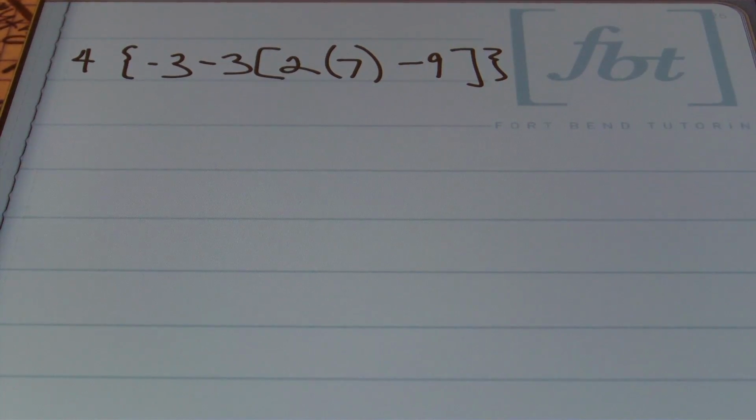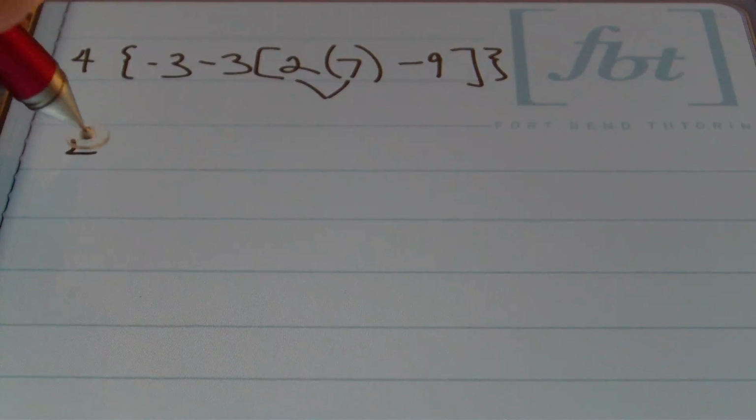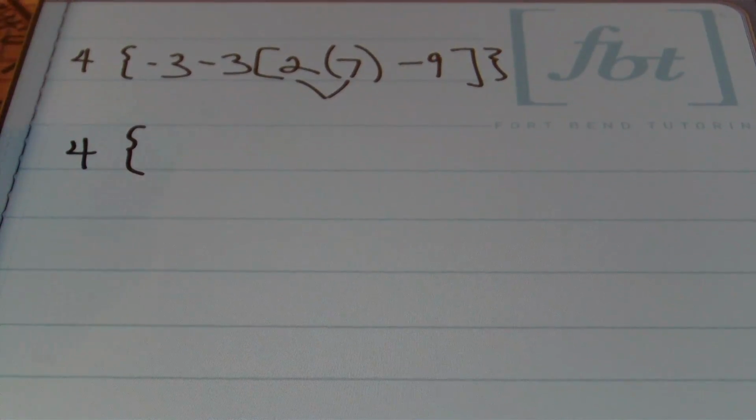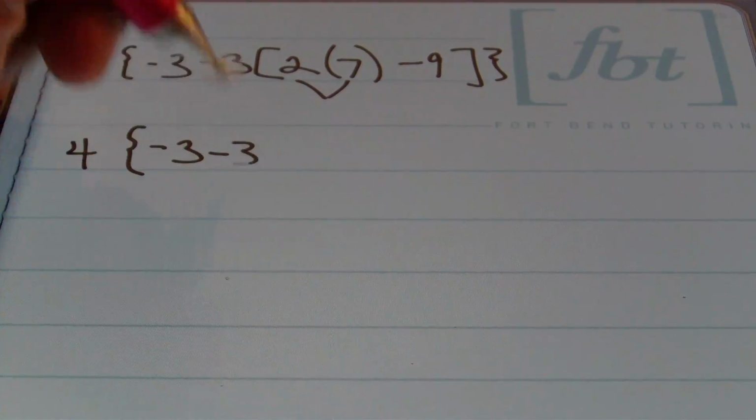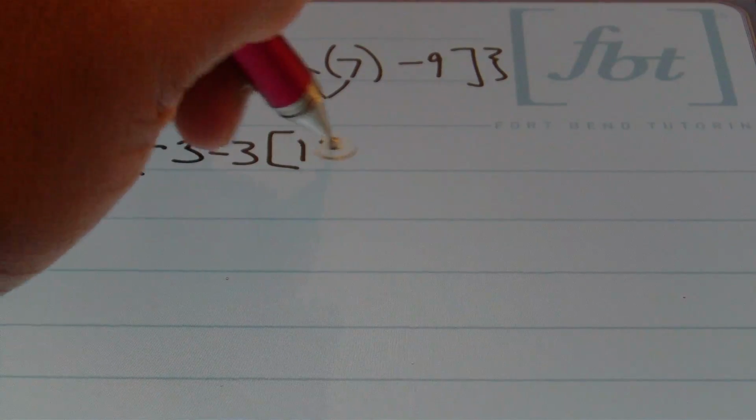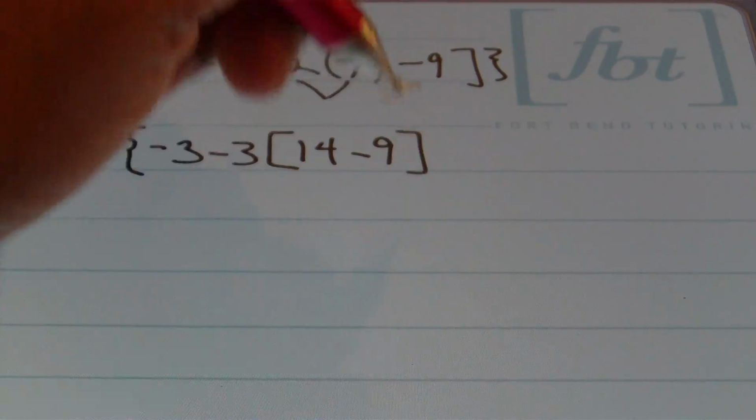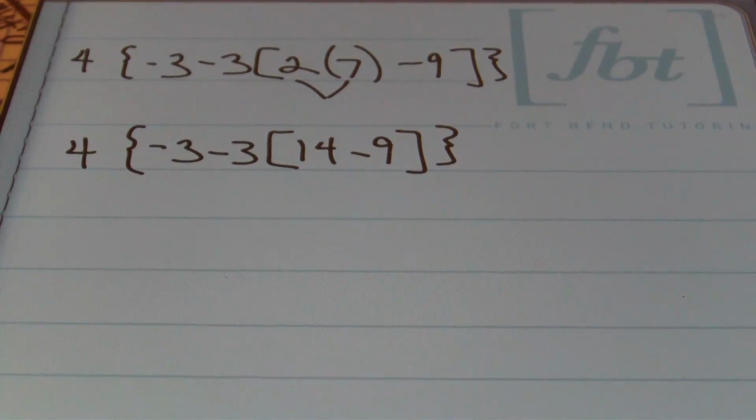All right, our next step is going to be within the brackets. We'll either have to multiply or subtract. And using our order of operations, we should know by now that you need to multiply next. So go ahead and bring down your 4, your brace, and we have the negative 3 minus 3, bracket, 14 minus 9. All right, that's what we have thus far.